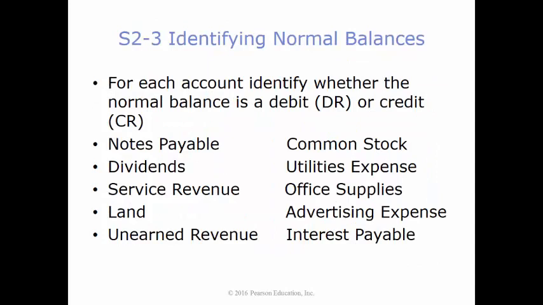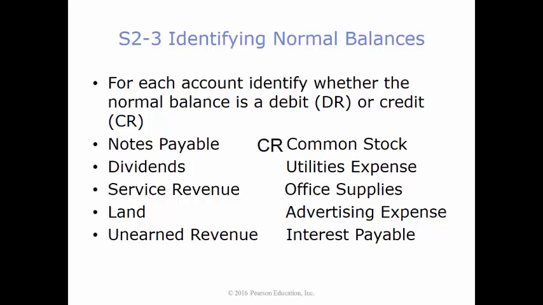This exercise tests if you can determine the normal balance for an account. Remember that the increase side is the normal balance side. So assets, expenses, and dividends have a normal debit balance, and liabilities, revenues, and common stock have a normal credit balance. Then you just have to know if the account is an asset, expense, dividend, liability, revenue, or common stock account. Notes payable is a liability, so it would have a normal credit balance.